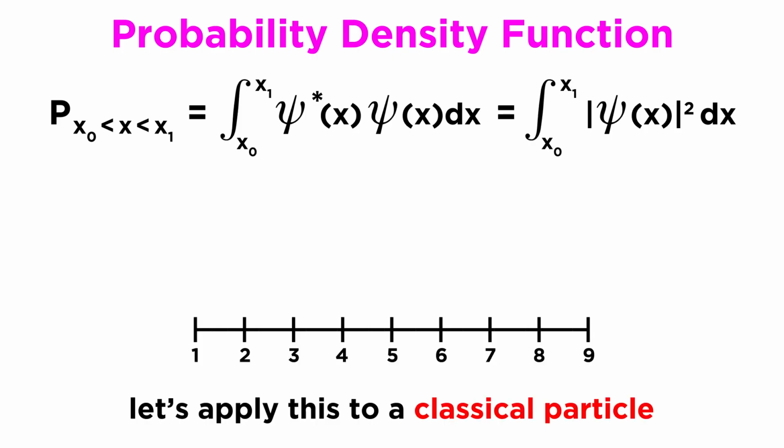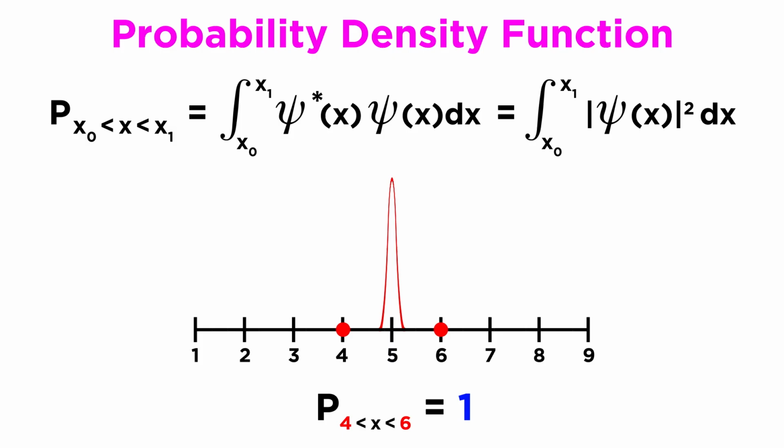If we were applying this to a classical particle, we would get a very narrow peak centered in a specific location, like x equals 5. Integrating only from 4 to 6, we would still get a result of 1, since the particle is located within these boundaries. If we were to integrate over some other interval, we would get a result of 0, which makes sense, since the particle is not there, but is somewhere else.